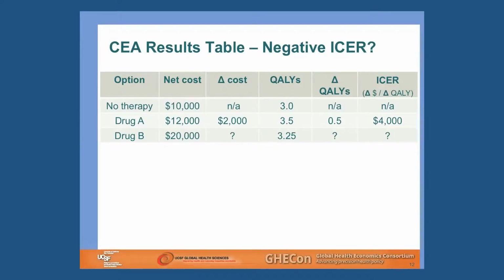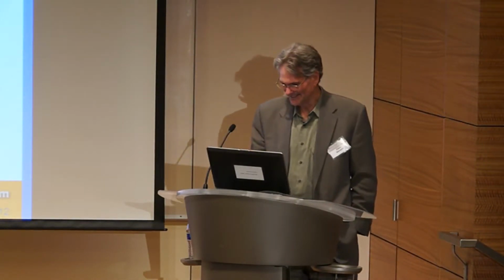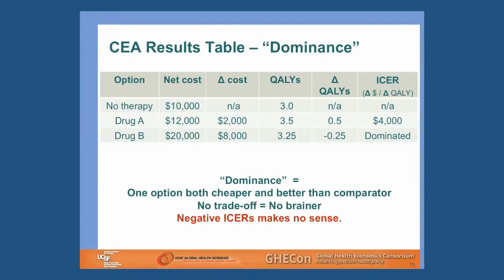It's a really good question. It comes up a lot. So going from A to B, we've got an increase in 8,000, and looking at the quality side, we're going from 3.5 to 3.25, which means the delta quality is? Negative. Okay. Right. And so again, if you do the math, you actually get a negative number.